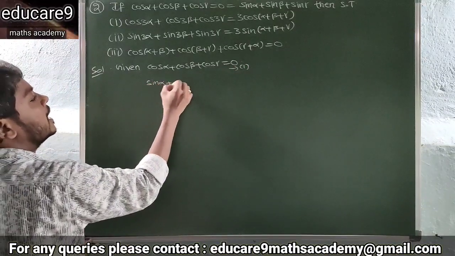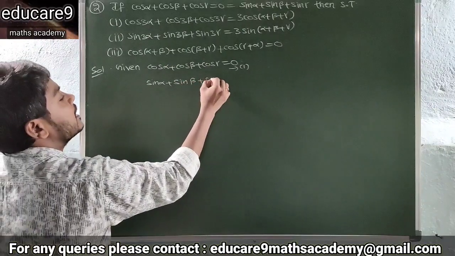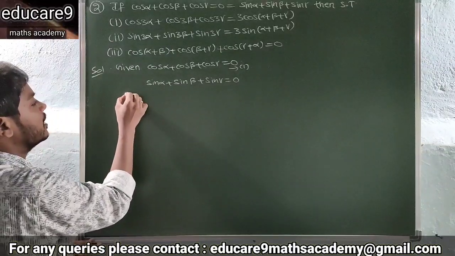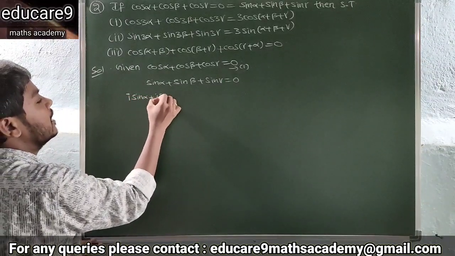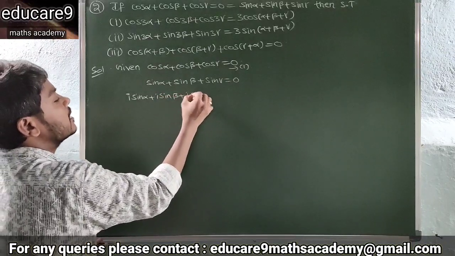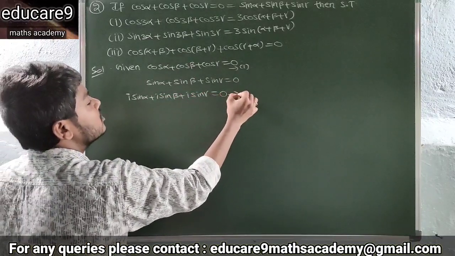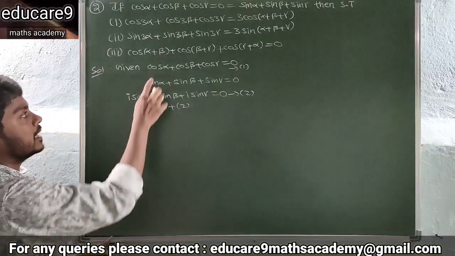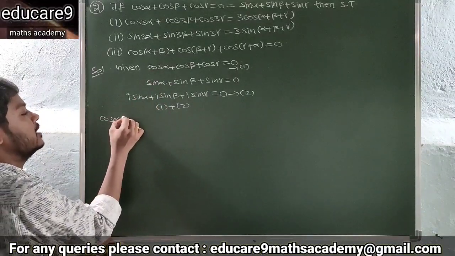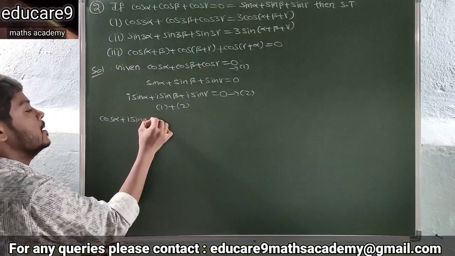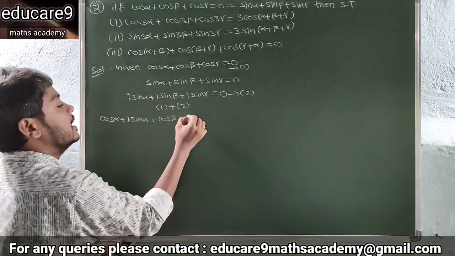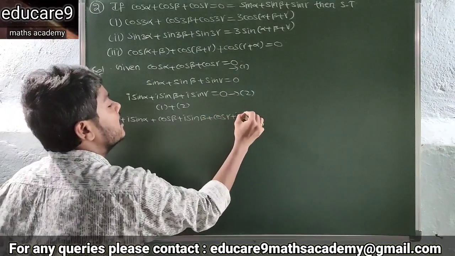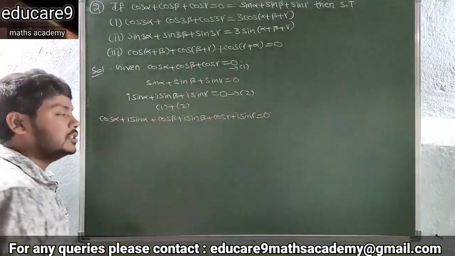And sin alpha plus sin beta plus sin gamma is equal to 0. So you are multiplying both sides with i. What you get? i sin alpha plus i sin beta plus i sin gamma is equal to 0. So this is equation 2. Now add both equations 1 and 2. So what you get? cos alpha plus i sin alpha plus cos beta plus i sin beta plus cos gamma plus i sin gamma is equal to 0.